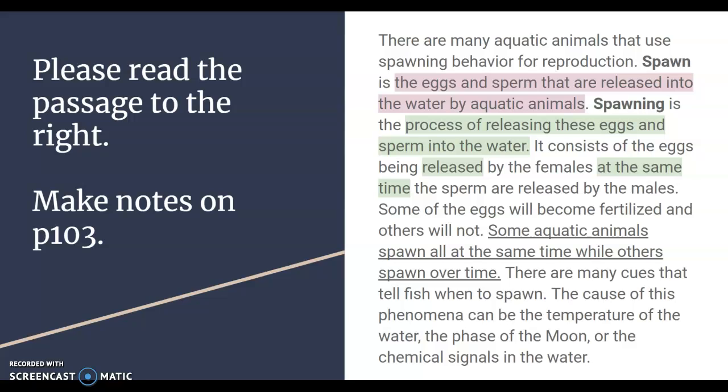There are many cues that tell fish when to spawn. The cause of this phenomena can be the temperature of the water, the phase of the moon, or the chemical signals in the water. Do notice I have highlighted some important information so that you can ensure that you are getting in your notes what you need. So there's some vocabulary and some key concepts here. Of course, please pause the video if you need to make sure that you have time to record everything that you want to have in your notes.